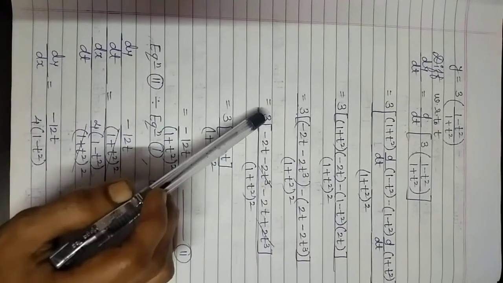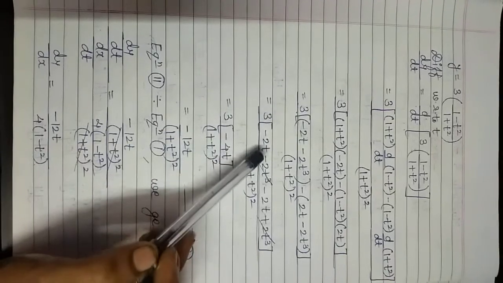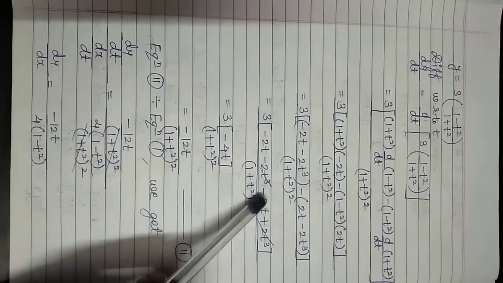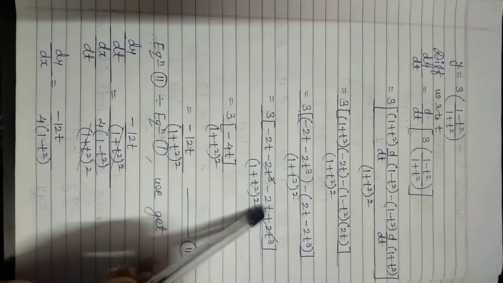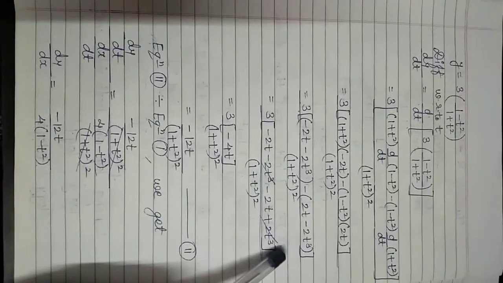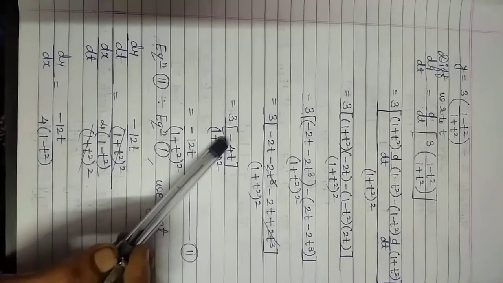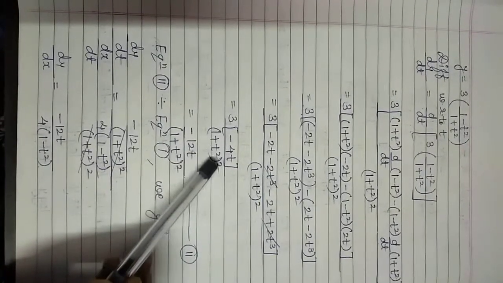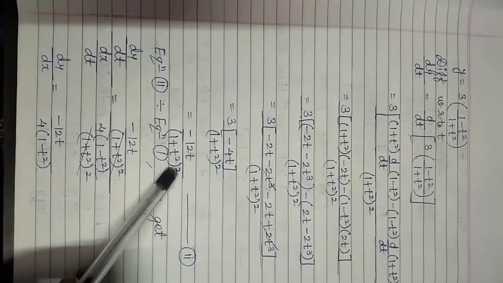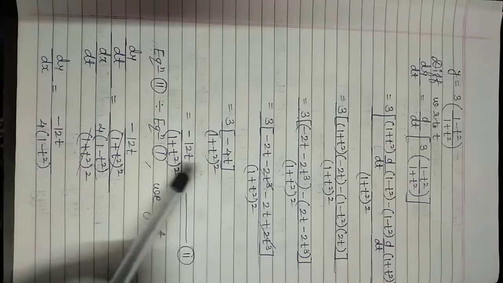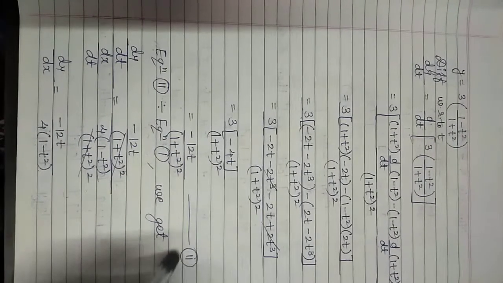So 3 which is outside will be as it is, minus 2t minus 2t cube minus 2t plus 2t cube. This minus minus will become plus. Now minus 2t cube and plus 2t cube get cancelled. So we will get 3 into minus 4t upon 1 plus t square the whole square, that is minus 12t upon 1 plus t square the whole square. Now further simplification is not possible, so we will call this equation number 2.